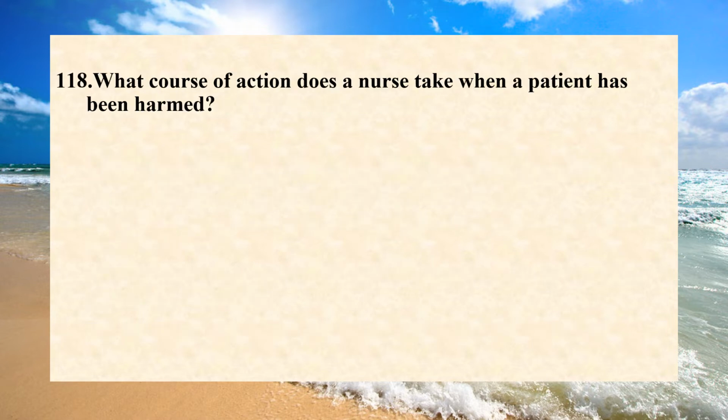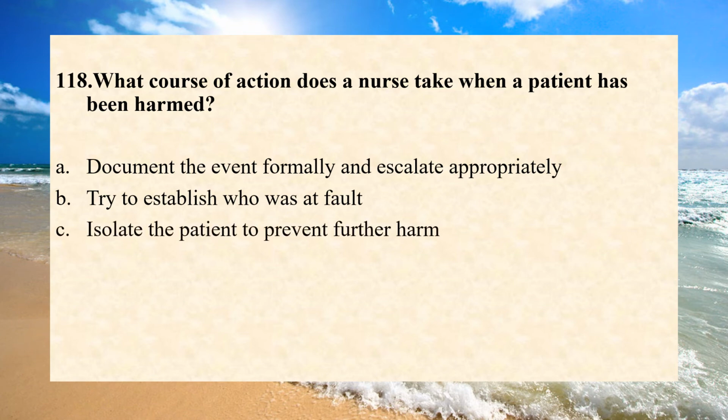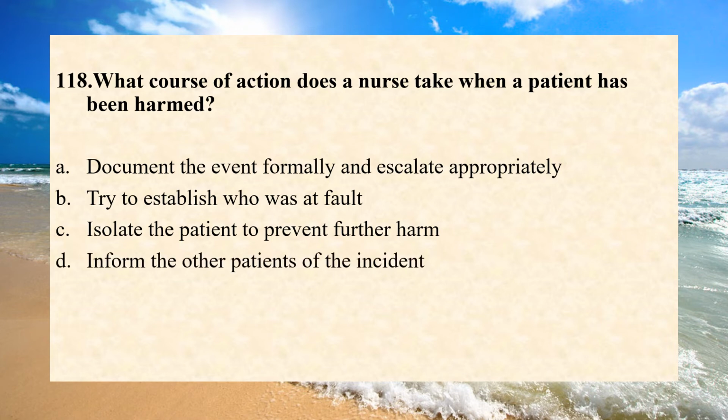What course of action does a nurse take when a patient has been harmed? Option A. Document the event formally and escalate appropriately. Option B. Try to establish who was at fault. Option C. Isolate the patient to prevent further harm. Option D. Inform the other patient of the incident.